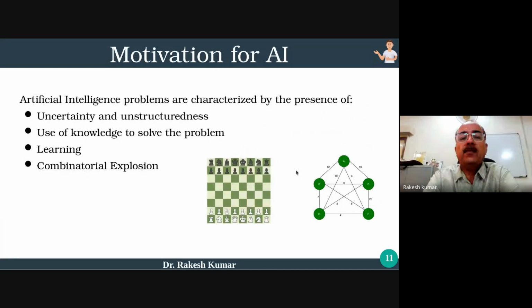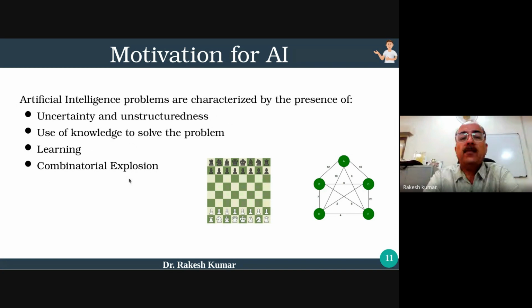So why do we have to make use of AI? What are the motivating factors? Some key factors which are asking us to make use of AI are, number one, uncertainty and unstructuredness. Another is the use of knowledge to solve the problem. Third is learning. And fourth is the problem of combinatorial explosion. Actually, in most of our real-life problems, we are dealing with uncertainty and unstructuredness.